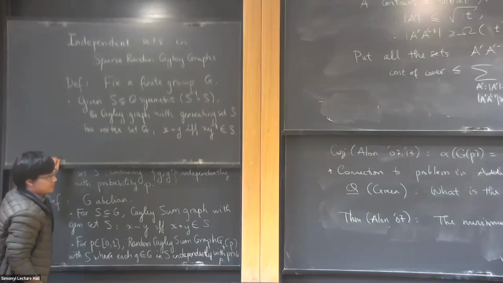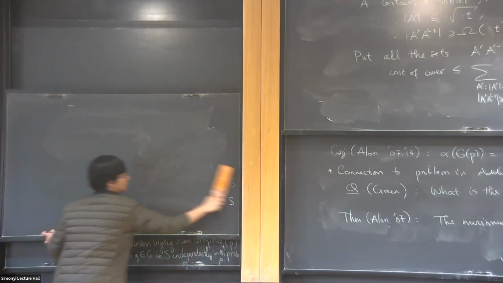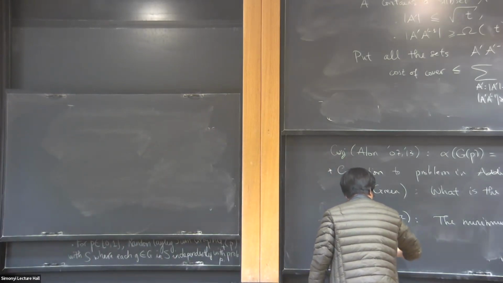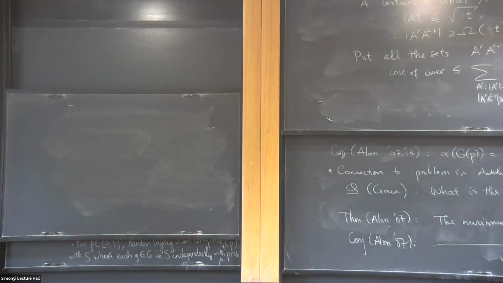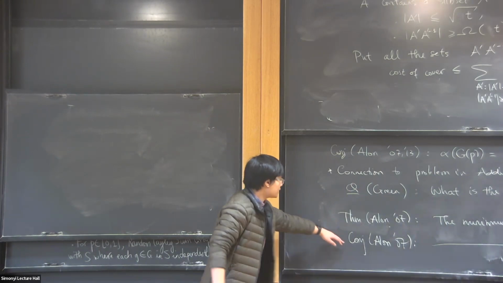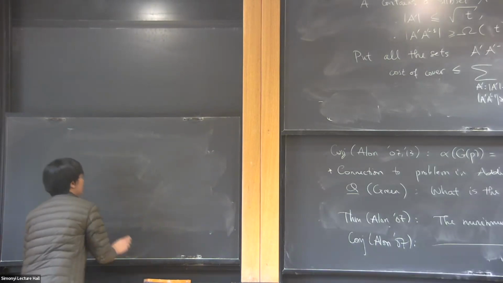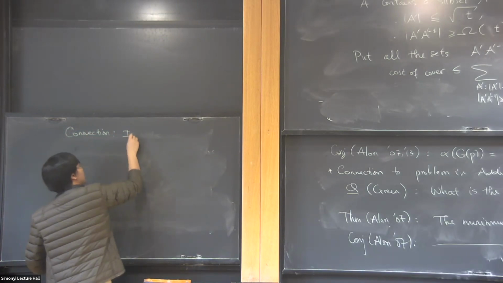Okay, so how is this related to what we have so far? Noga made a conjecture here that the minimum size of such T is of order theta tilde n to the 1. Okay, and now I will explain to you how this conjecture is a corollary of this conjecture. Okay, so what is the connection?